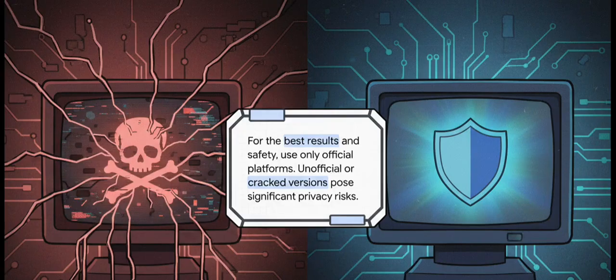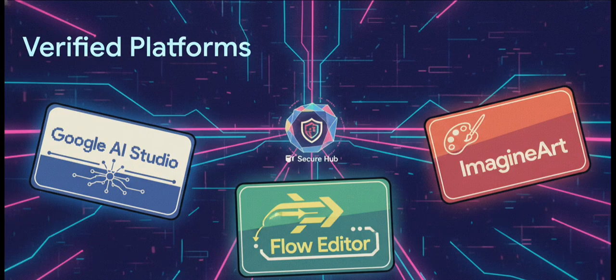And this brings us to a really crucial point on security. Trying to use unofficial or cracked versions of this software can expose you to some major privacy risks. To protect yourself and to create responsibly, it is absolutely essential to stick to the verified official platforms. So, where do you go? Well, here are the official, safe places where you can actually access Veo 3.1. You can use it through Google AI Studio's Gemini API or on creator platforms like Flow Editor and Imagine Art. Using these, make sure you're getting the real deal with all the safety features built right in.